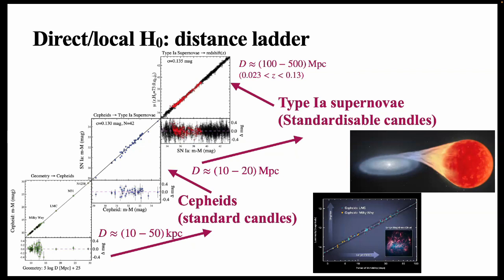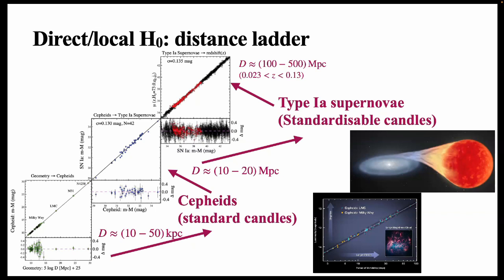The main concept is that we have three rungs of the distance ladder. We start with direct measurements of distances. These are distance anchors. We have three canonical measurements: detached binary systems in the LMC, maser galaxy, and Gaia parallaxes, just in the Milky Way. Then we propagate these distances using Cepheids, the second rung. And then we go further to the Hubble flow using type Ia supernovae.